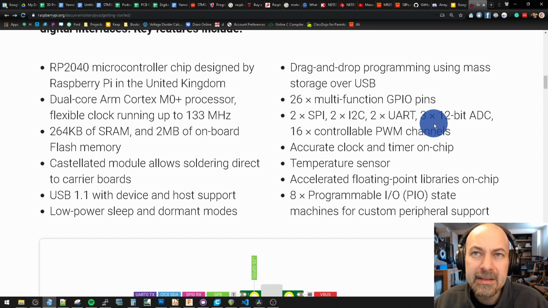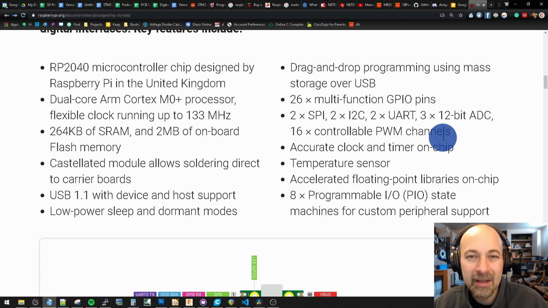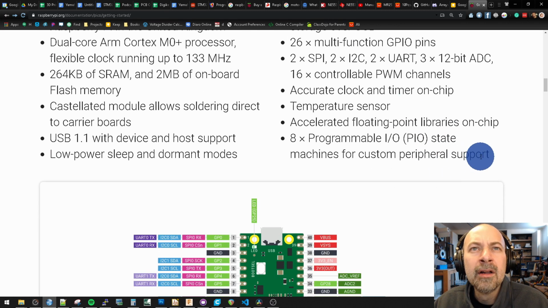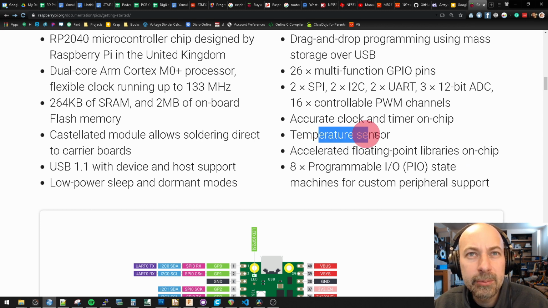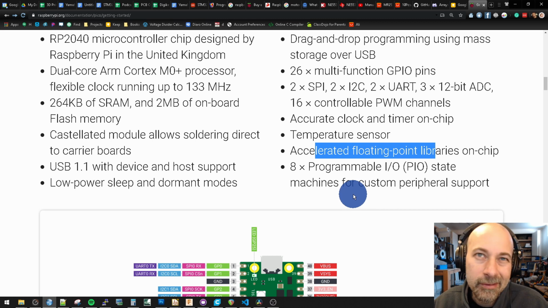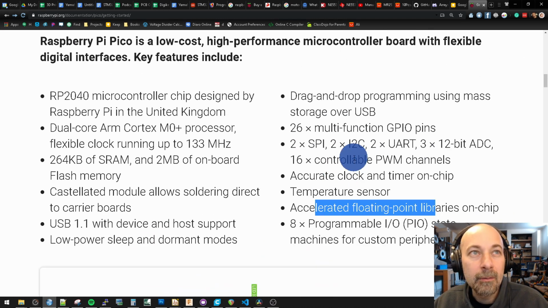It has 3 ADCs. 3 ADCs is not a lot, but it's not nothing. That's good. I wish it had 4, but I wish I had $1 million. It's one of those things. 16 controllable PWM channels. That's good, just like the Blue Pill. Not sure about all this temperature sensor business. Floating point libraries on chip. Sounds interesting. Who knows? But overall, the specs look really damn good.